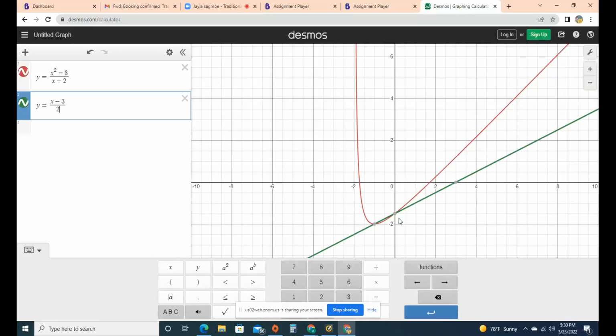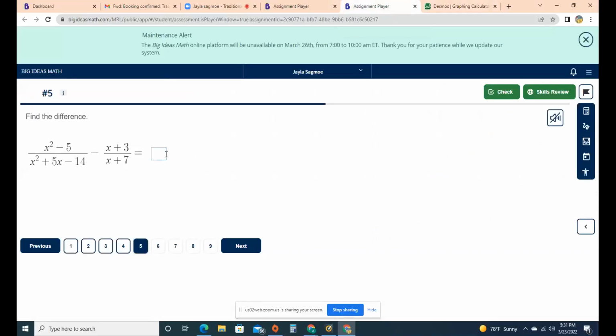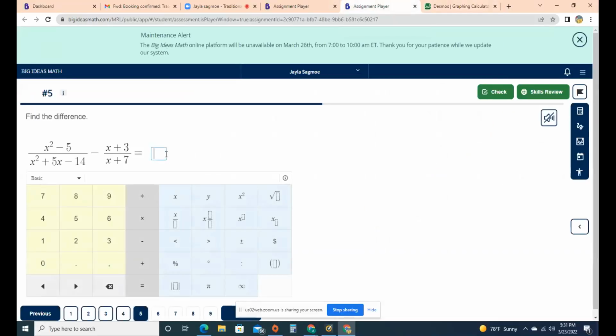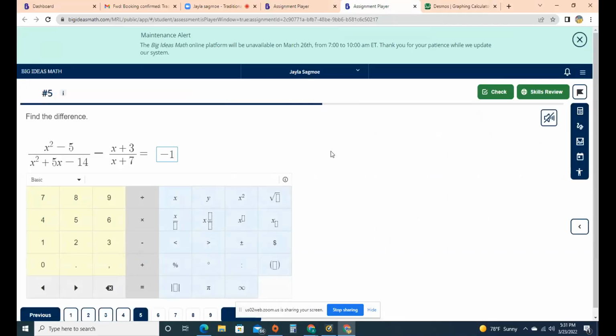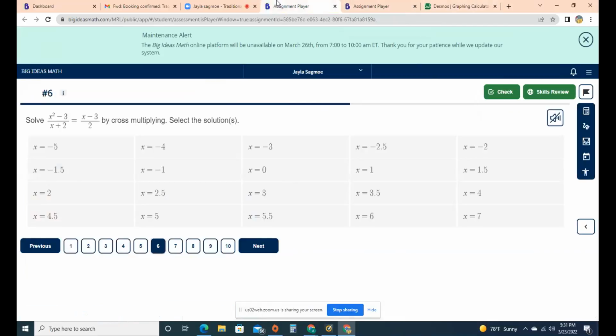Okay, so you want the intersection of those, and you want the x values. So the x value there is -1, and the x value there is 0. So those are your two solutions. Would it just be -1? This is not the problem. Oh wait, my bad. Yes, so try that.